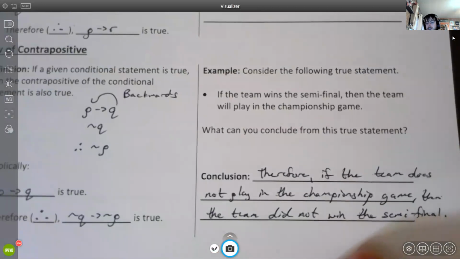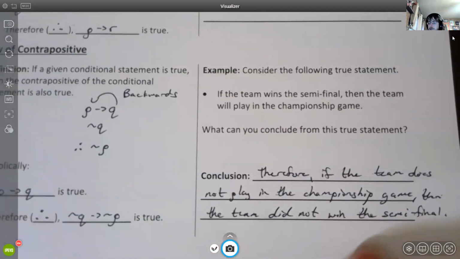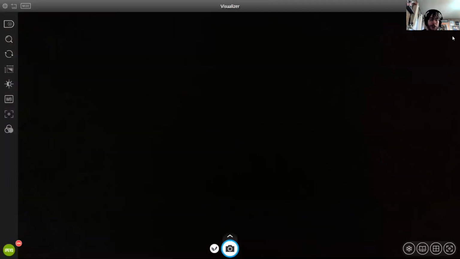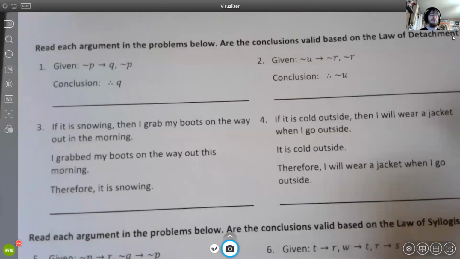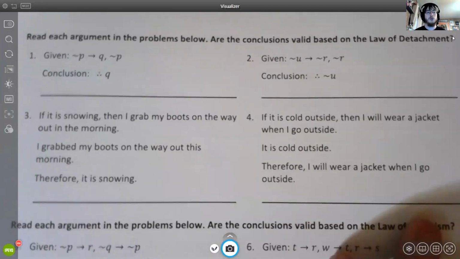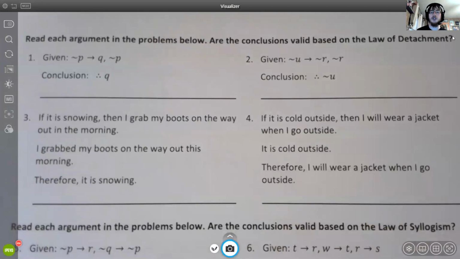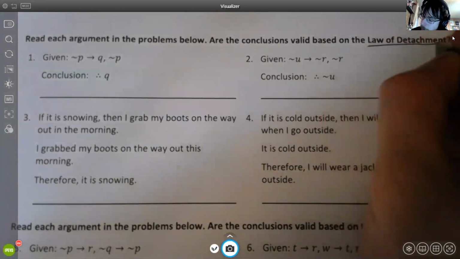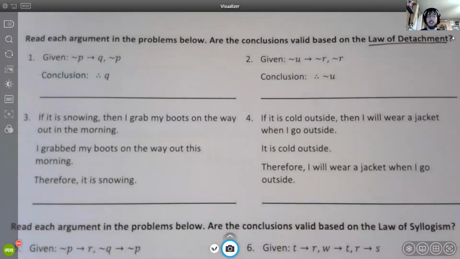But our main focus is going to be on the law of detachment and the law of syllogism. All right. So let's look at some example problems. There's 10 problems here that we're going to go through. You can try these as we go along, to see how well you're doing with them. So read each argument in the problems below. Are the conclusions valid based on the law of detachment? So the law of detachment only has one conditional, and it has just a statement by itself. So it doesn't have two if-then statements.